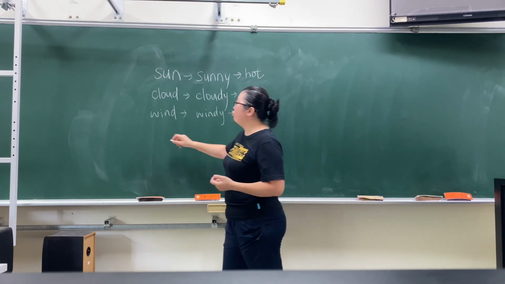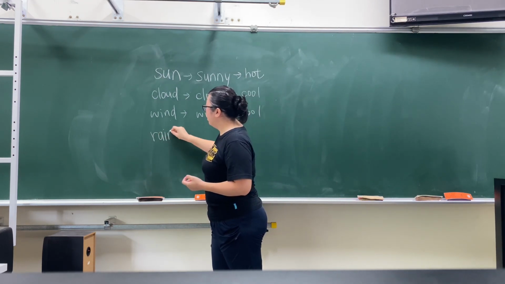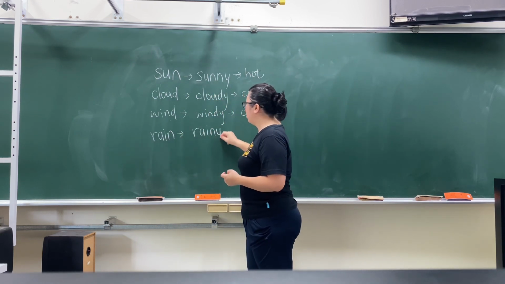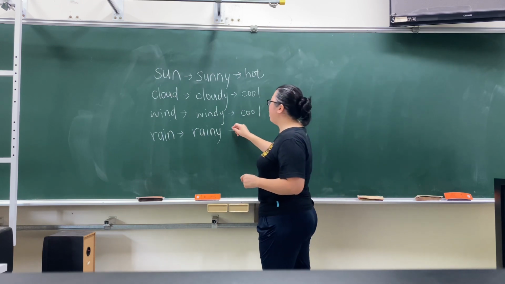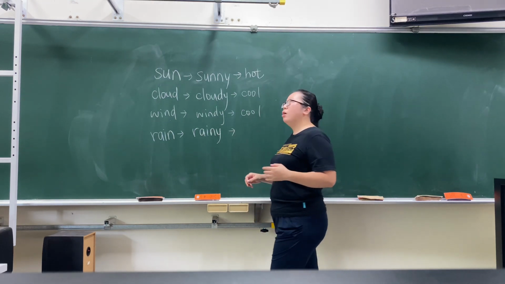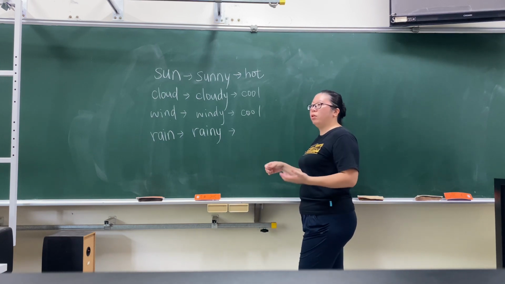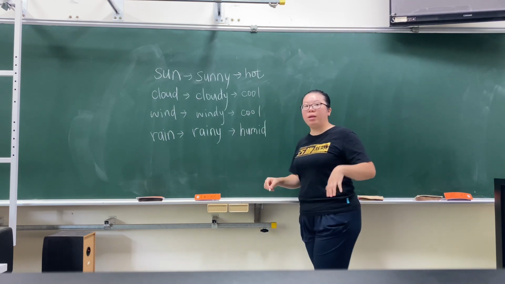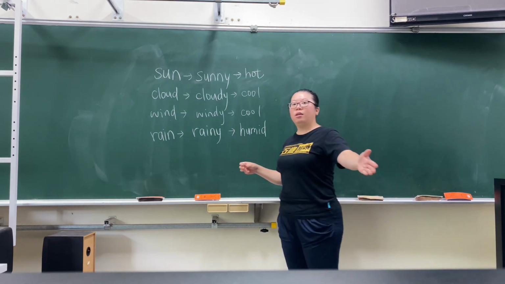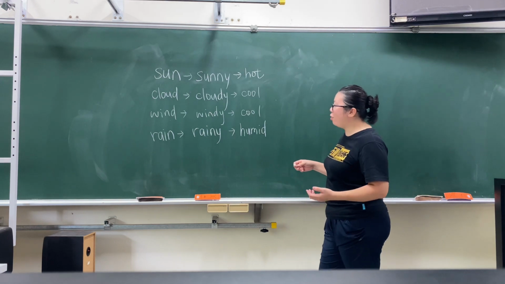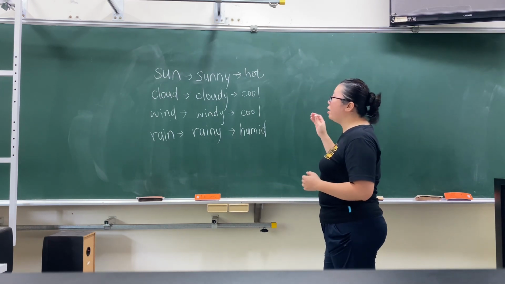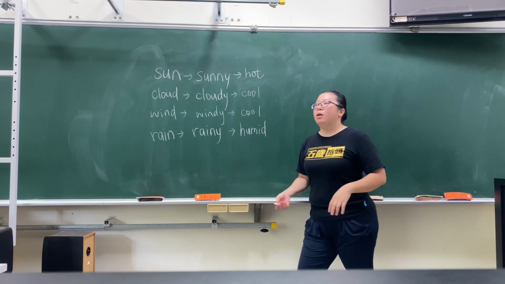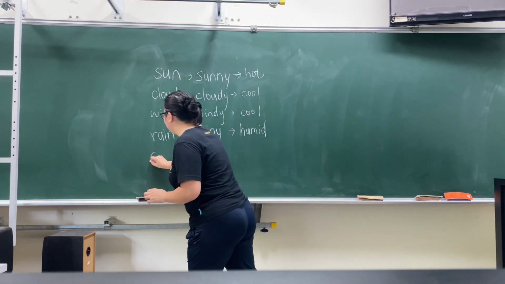And then what else do we have? Rain. Yeah, and if it's rain, you will say rainy. If it's rainy, it doesn't necessarily mean that you will feel cold, but it will definitely feel humid. Okay, repeat after me. Humid. Humid. Yes, perfect. So we got sun, cloud, rain. This is something that happens in Taiwan. There's another thing. Yes, snow.